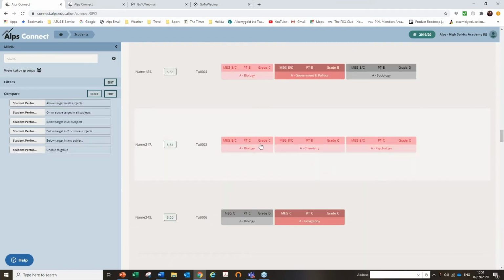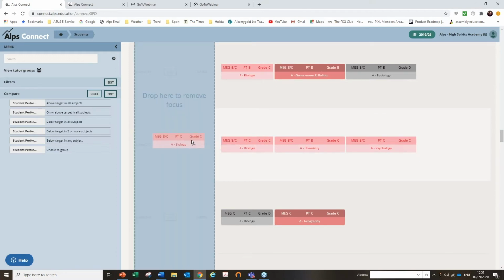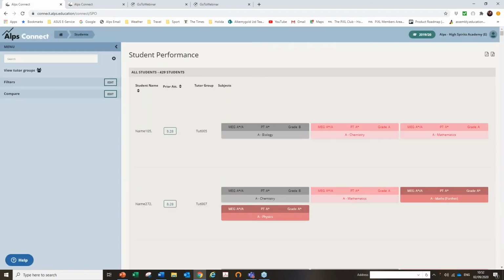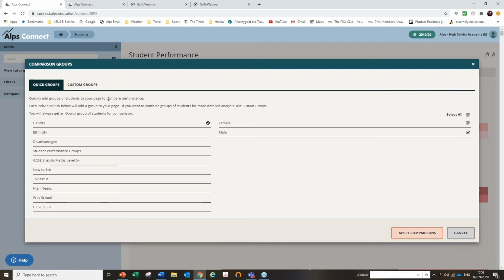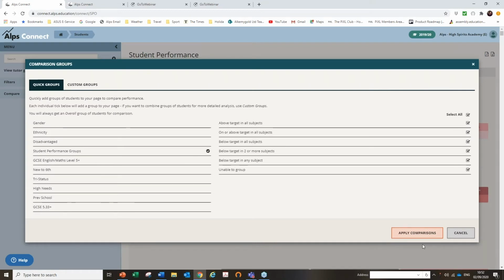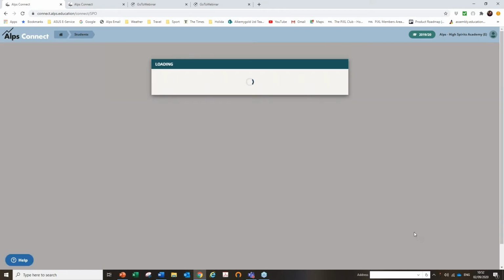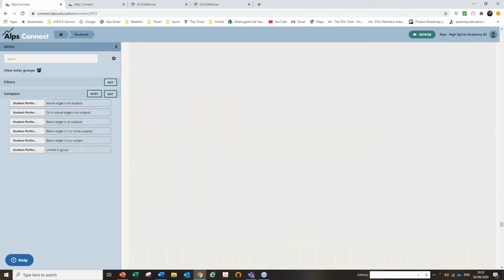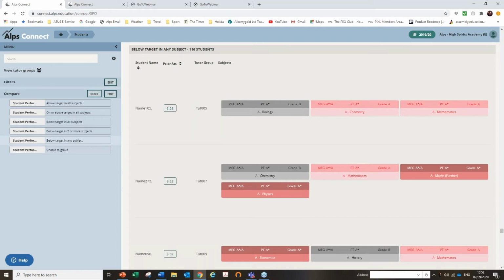To remove that filter, you pull it back here into the blue, and my internet is having a few problems today, so I'm going to have to refresh having done that. It'll only take a moment and we will get back, I assure you. And I'm going to have to, because it will have lost it, bring the comparison back on, and that will take us a moment. And I'm going to go finally here to below in any subject, which again, I think is always interesting.